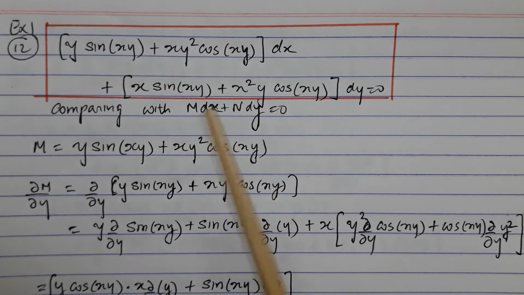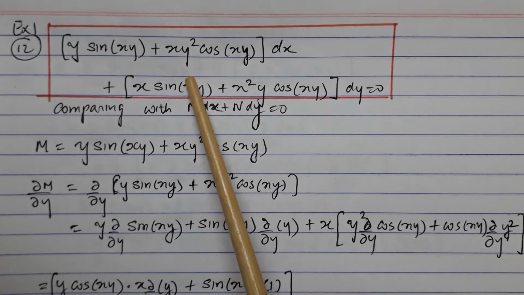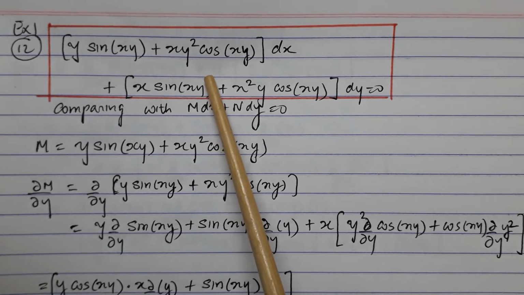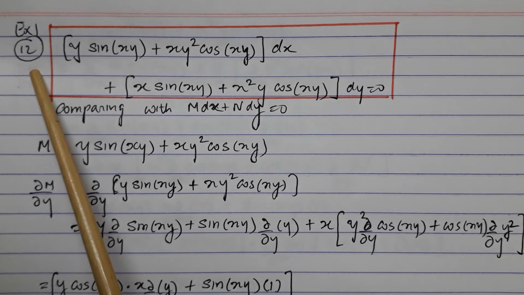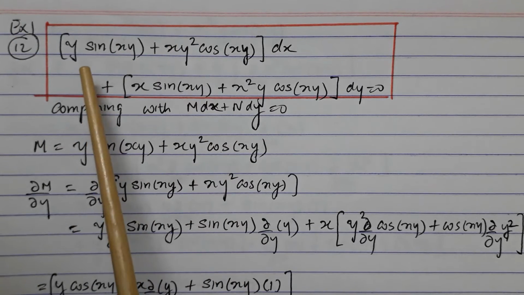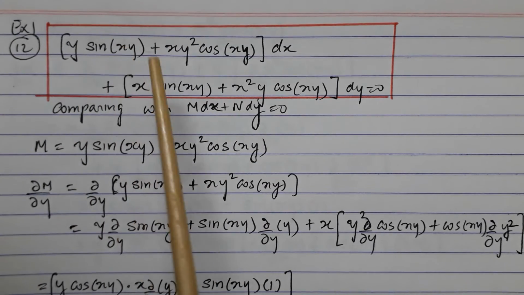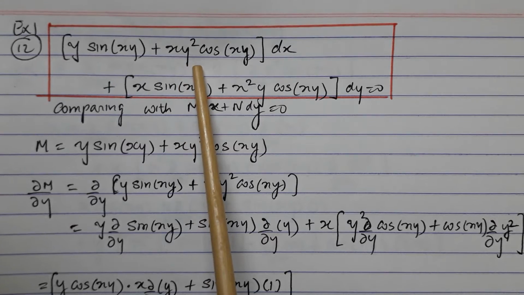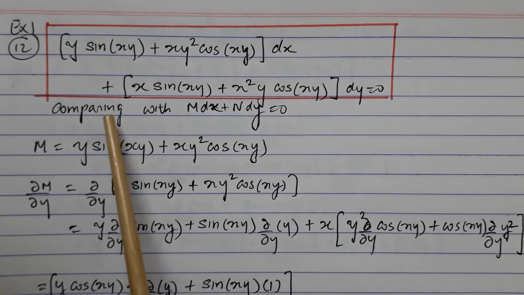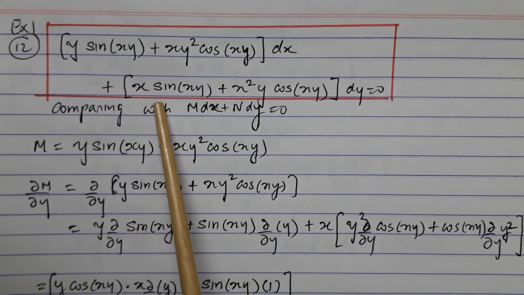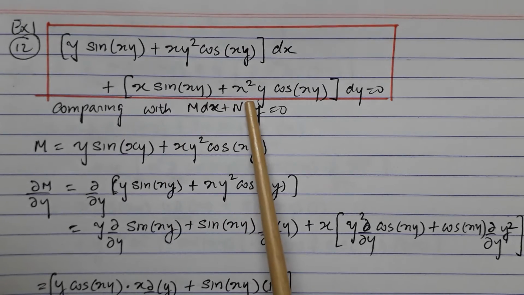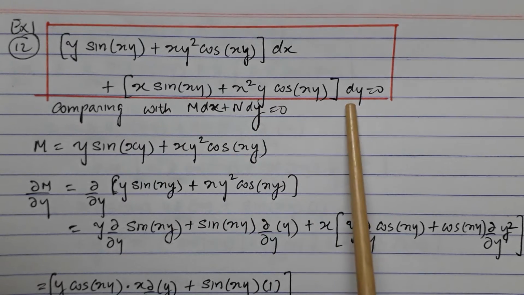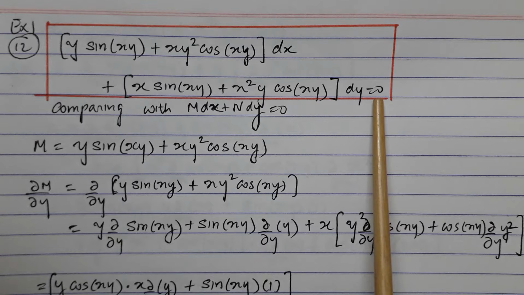In this video, we shall solve a problem from the chapter of exact differential equation, exercise number 1, sum number 12. The given equation is (y sin xy + xy² cos xy) dx + (x sin xy + x²y cos xy) dy = 0.